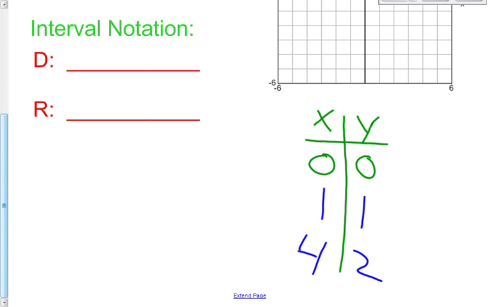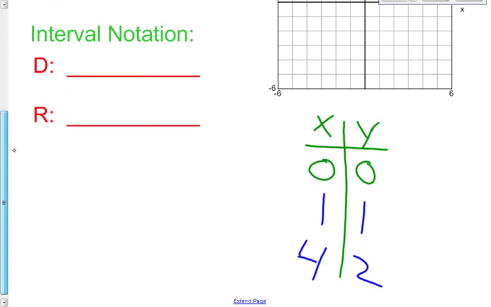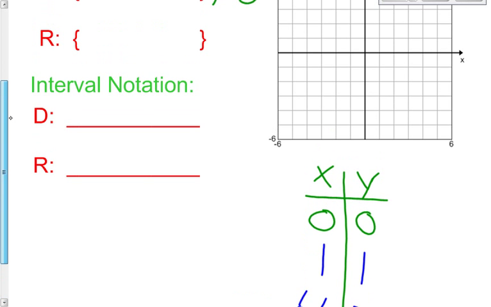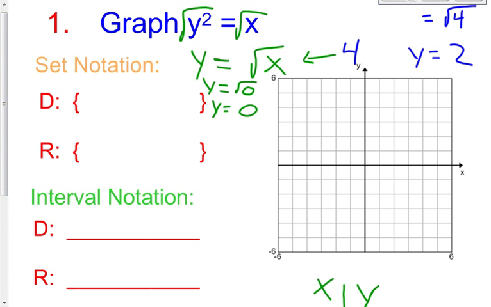You've successfully picked 3 convenient points for yourself without using a graphing calculator, which I think is very valuable. So we're going to plot these 3 points onto our XY coordinate grid: 0, 0, 1, 1, 4, 2. 0, 0. Right 1, up 1. Right 4, up 2. And here you have a nice picture of the square root function.